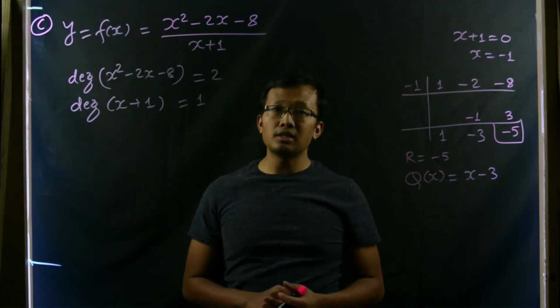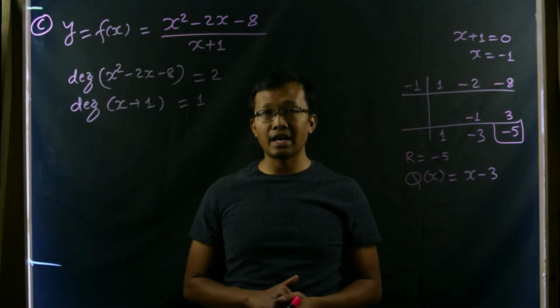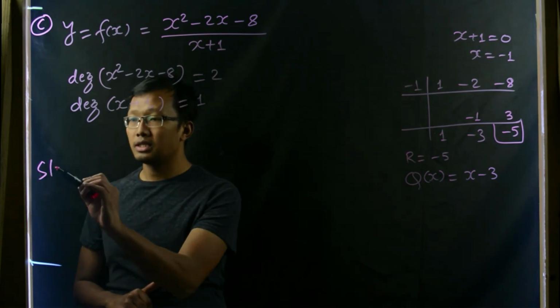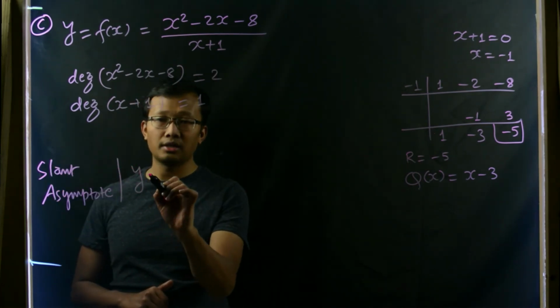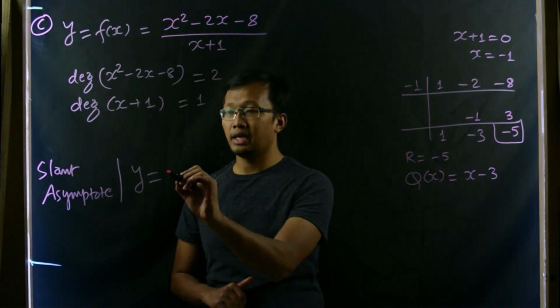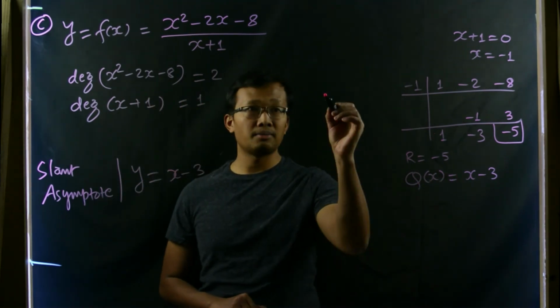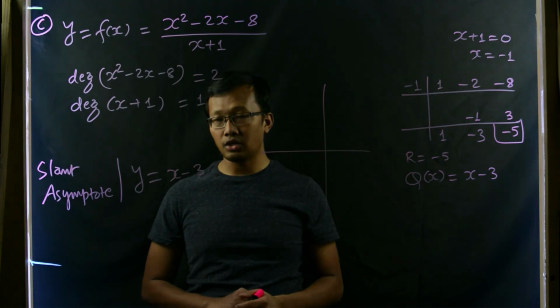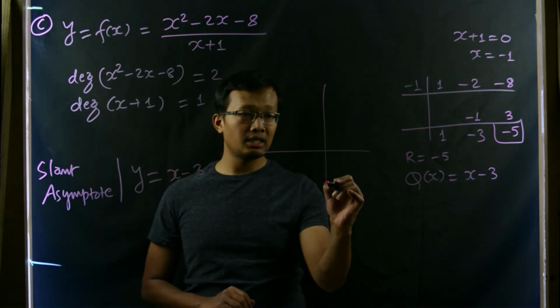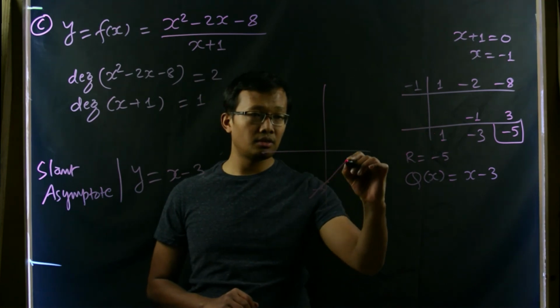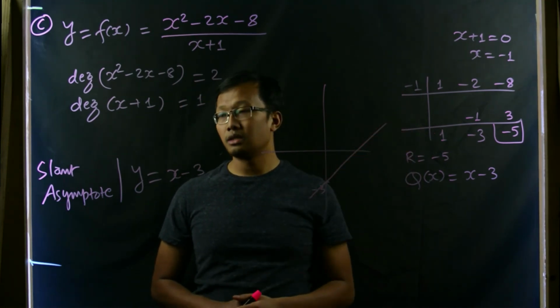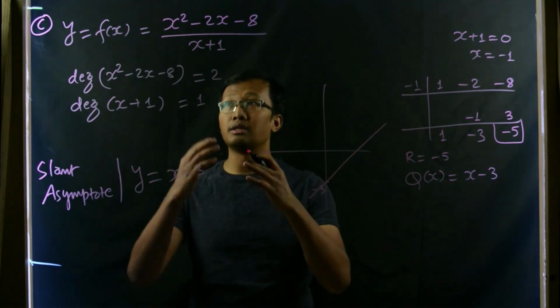So this is the case where we get a slant asymptote, where the slant asymptote is simply y equals the quotient, x minus 3. x minus 3 is not that hard to draw. Negative 3 lies here, suppose, and 1 comma 1 would be somewhere here. So this line would be the slant asymptote to the given function.